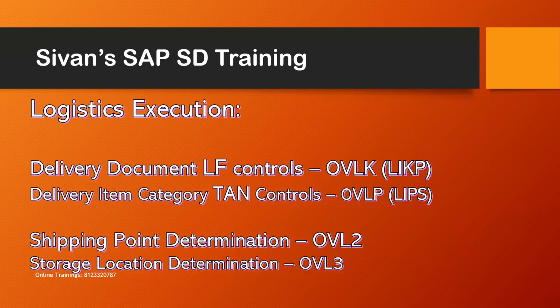point will be determined in the sales order, how the storage location will be determined in the outbound delivery. Apart from these, we are also going to see the delivery split criteria, the effects of PGI, that is post goods issue, and also the storage location determination rules.